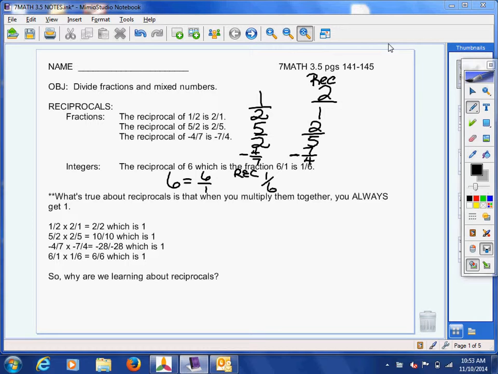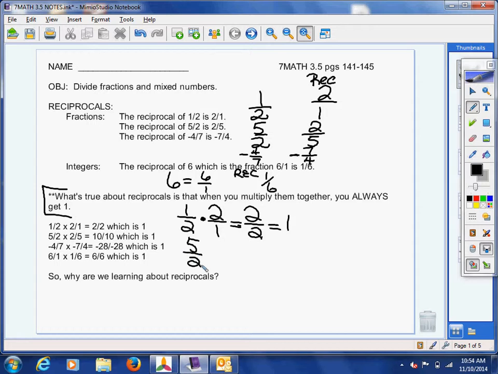One thing I want you to focus on is what's true about multiplying a number times its reciprocal: you always get 1. You always get 1 when you multiply two numbers together that are reciprocals of each other. I was trying to show you 1/2 times 2 over 1. Look what happens. That's 2 over 2, which is 1. And that's what happens every time.